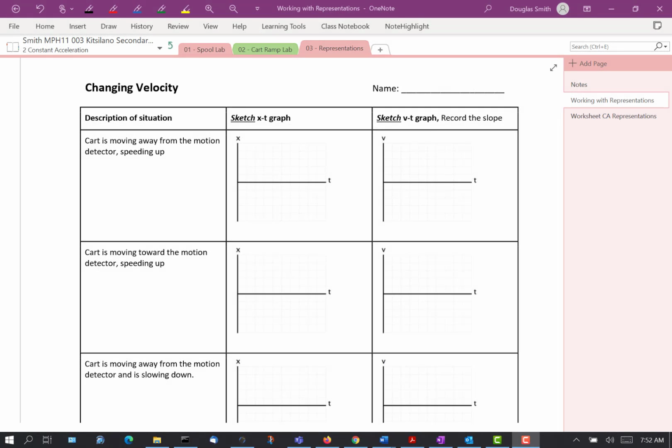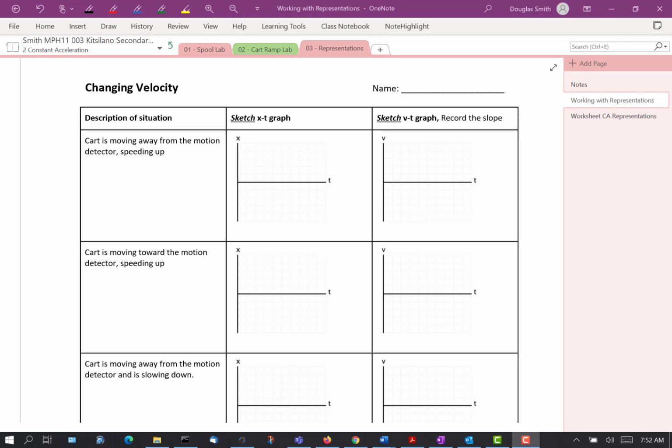All right, so now that we know where our different representations come from for a constant acceleration model, I just want to go through how we'd work with this. You guys are going to have a couple of worksheets to work on, so I'm going to give you some help with that before you get started on it. First of all, I'm going to go through a bunch of graphs that might represent some changing velocities.